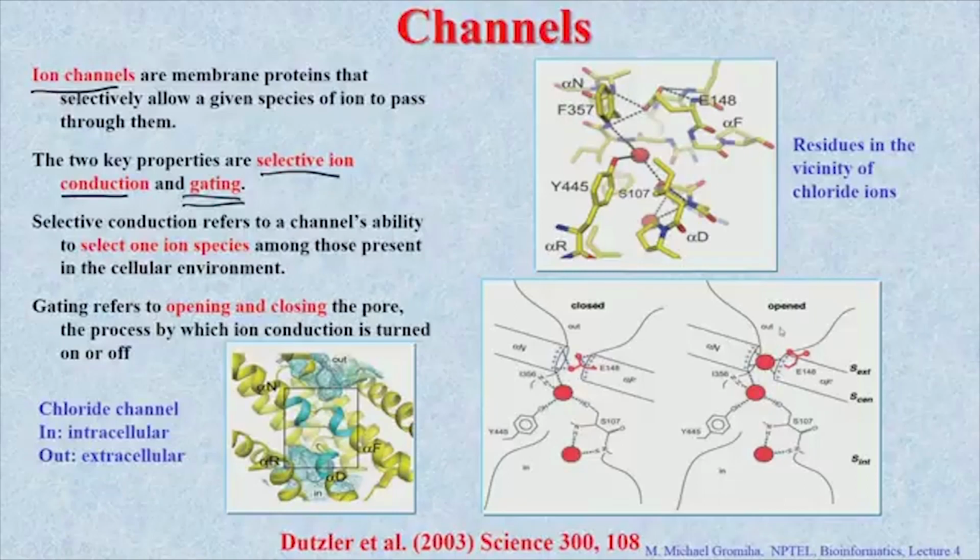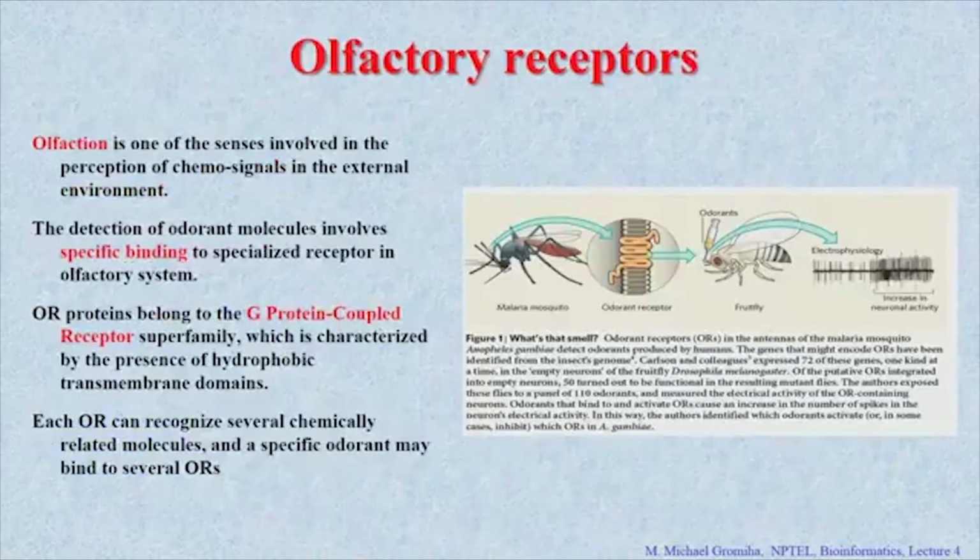So, there are two different aspects. One is the selective ion conduction, which allows only specific ions to pass, and the second one is the gating. So, it has open and closed conformations, right, and changes the conformation to allow ions to pass through the membrane, right. Okay, this is another example called olfactory receptors, right.